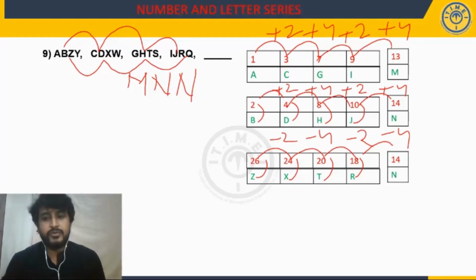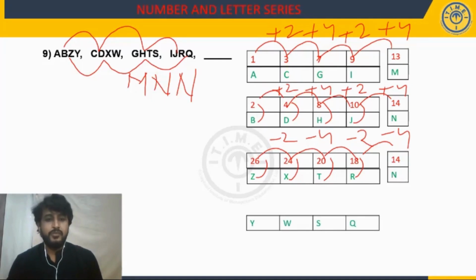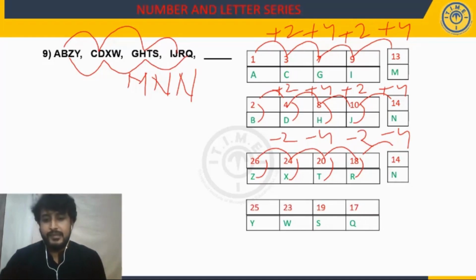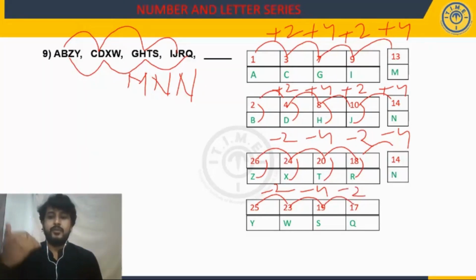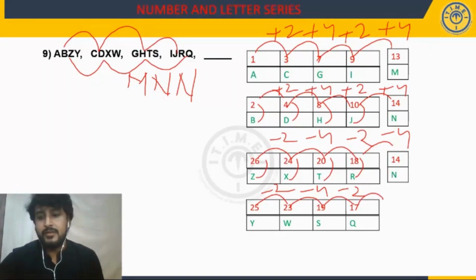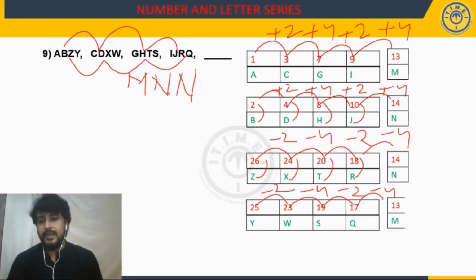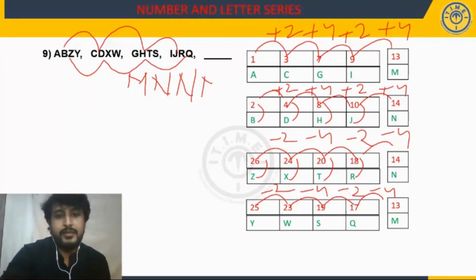Now go ahead with the fourth set of letters. What are the fourth set of letters? Y, W, S, Q. What are the place values of those letters? Y is 25, W is 23, S is 19, Q is 17. 25, 23 minus 2, 23, 19 minus 4, 19, 17 minus 2. So minus 2, minus 4, minus 2. So what will be next? Minus 4. So 17 minus 4, 13. And which letter's place value is 13? M.